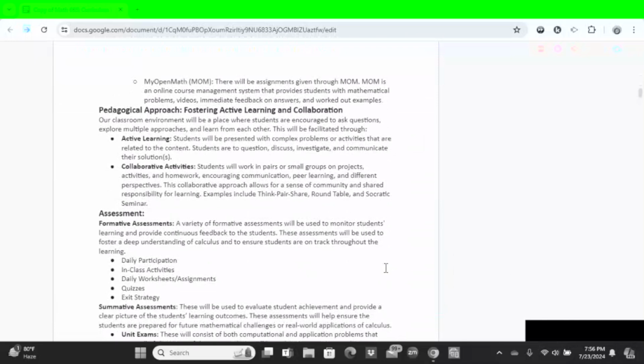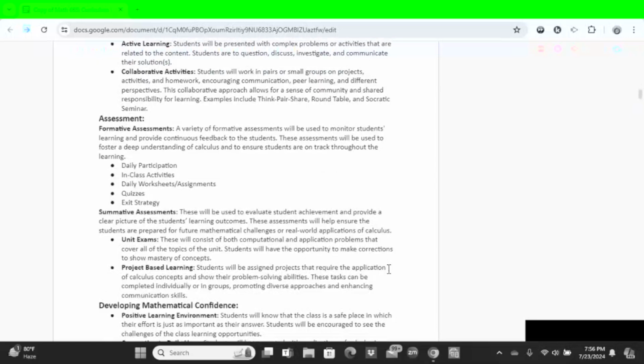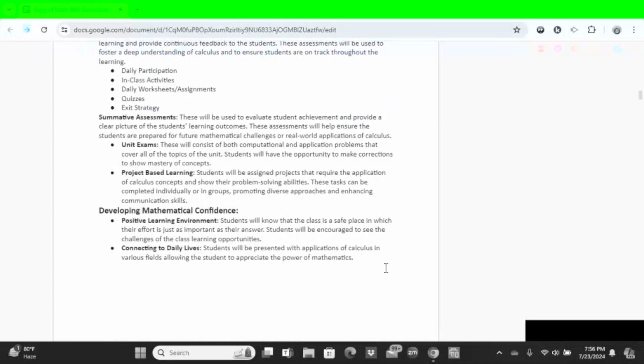Students will develop essential teamwork and communication skills through active learning and collaborative activities. Assessments will include both formative and summative. A variety of formative assessments will be used to check students' understanding. Summative assessments will include unit exams that will consist of computational and application problems. Students will also complete projects to foster development of their critical thinking and problem-solving skills. This class is intended to facilitate an appreciation and love for mathematics, along with a connection to daily life.